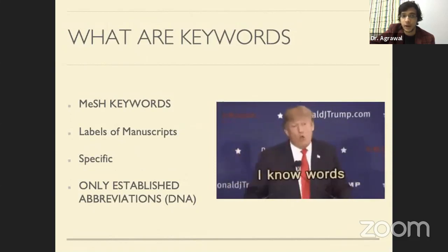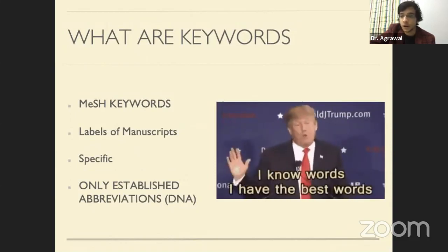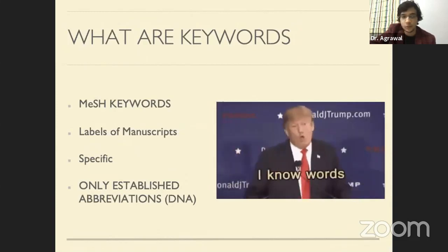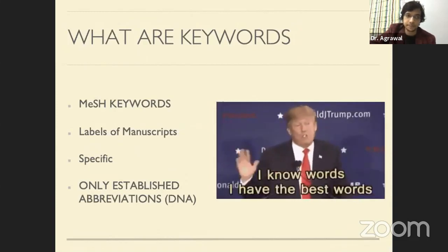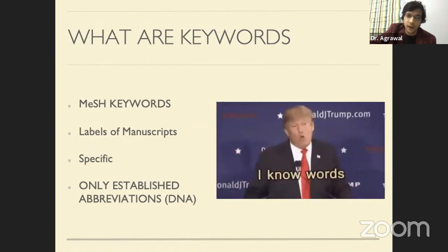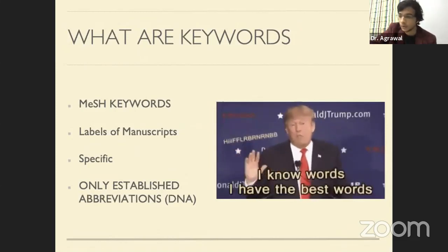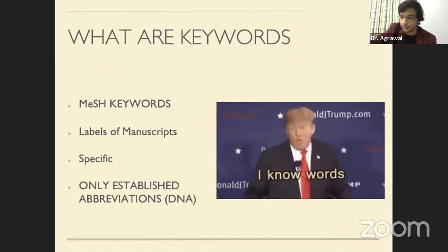So again, what are the keywords that you can possibly use for your article that has to be at the end of the abstract? We spoke in depth about MeSH keywords, and you can definitely use those. They have to be specific, right? And don't use any unestablished abbreviations. Like I said, femur neck fracture, don't abbreviate to FNF. Okay.